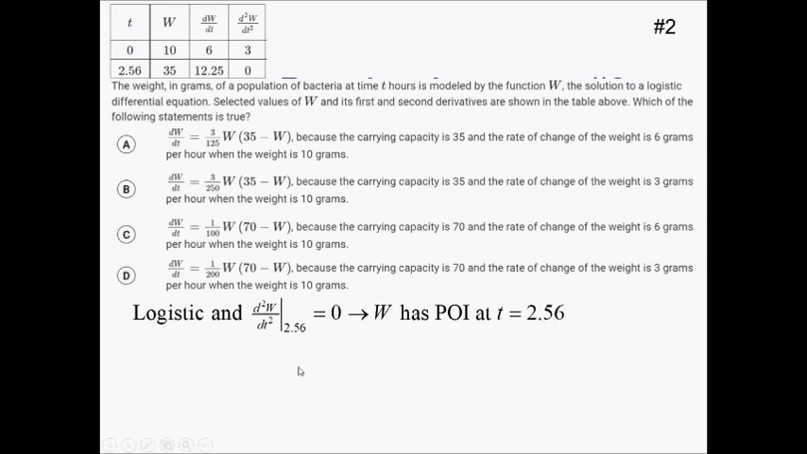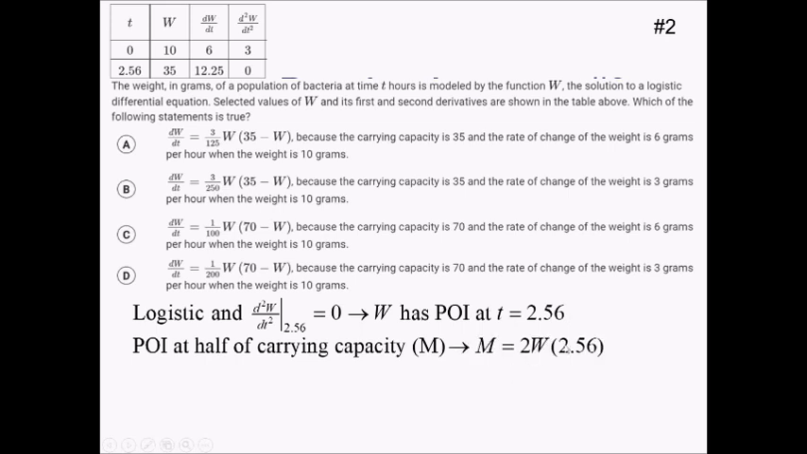Now we know that the point of inflection, again, for a logistic curve happens at half the carrying capacity. So if we take a look at the output of this function at time 2.56 and we double that, it will be our carrying capacity. So we need 2 times W of 2.56. Well, W of 2.56, if we look it up in the table, is 35. So twice that is going to give us 70. Therefore, we have a carrying capacity of 70, which already narrows this down to choices C and D.